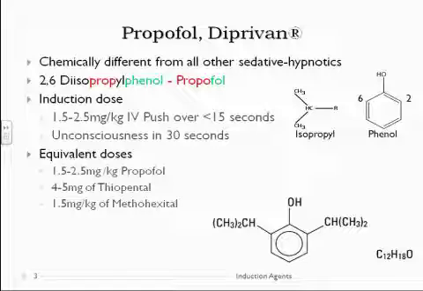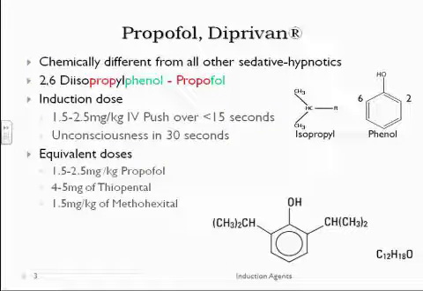The induction dose that we give is anywhere between 1.5 to 2.5 milligrams per kilo IV, and we push it pretty quickly, over 15 seconds or less. You can expect the one-arm-brain circulation time effect to be around 30 seconds. So that person will be induced if you give a big enough dose.